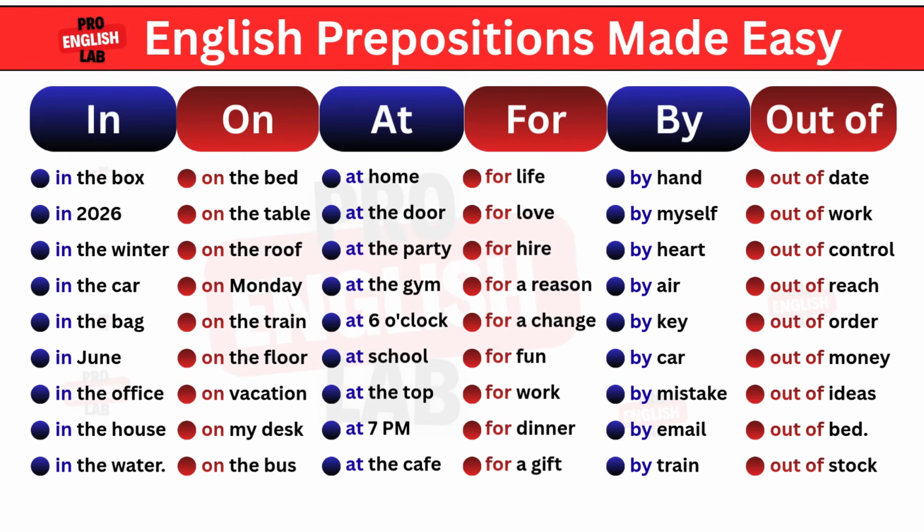In this video, you are going to learn 6 very important English prepositions: in, on, at, for, by, and out of. By the end of this lesson, you will clearly understand when and how to use each one correctly in daily conversation. Now let's look at each one with examples.